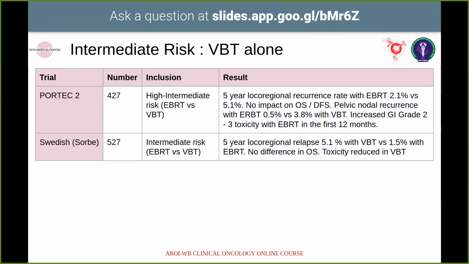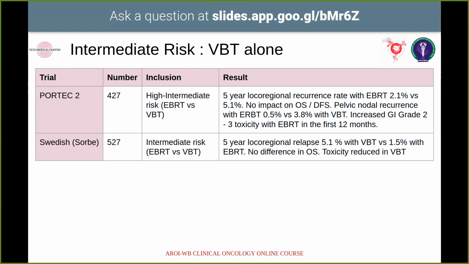Next, coming to the question whether an intermediate risk patient can be treated with DBT alone. To answer this question, there are two randomized controlled trials, PORTEC-2 and the Swedish trial conducted by Sorbe. Both of these showed that there were little differences in terms of outcomes when you did DBT alone as compared to EBRT. There is a slight improvement when you give EBRT as far as the loco-regional recurrence risk is concerned, but it is outweighed by the fact that the toxicity is substantially more, particularly chronic grade 1, grade 2 toxicity.